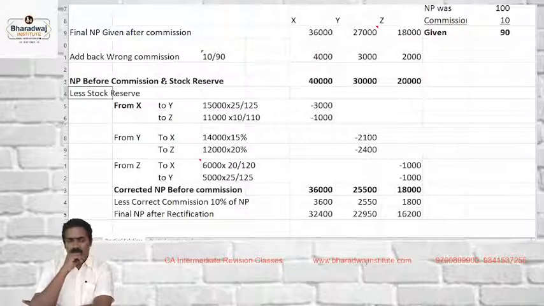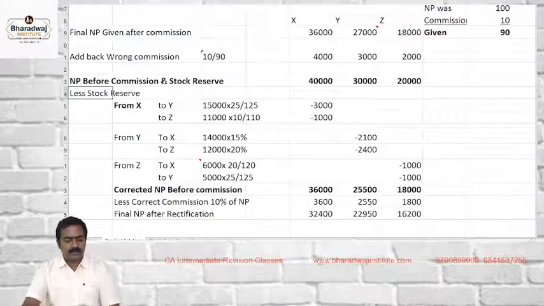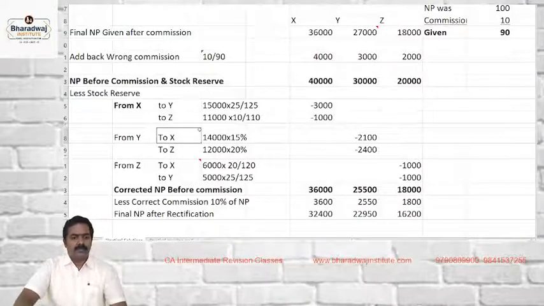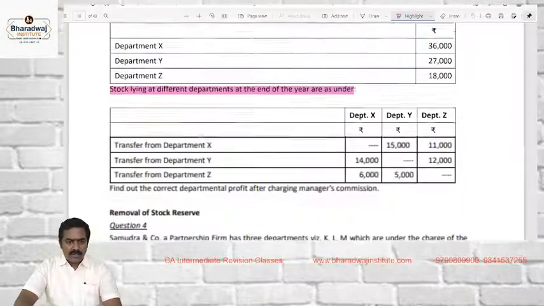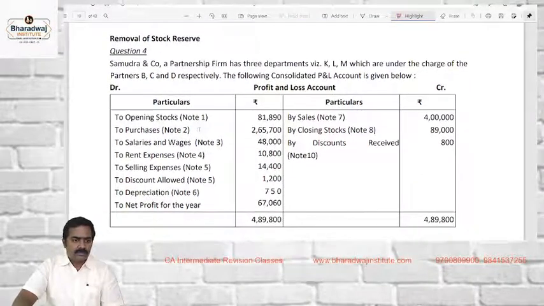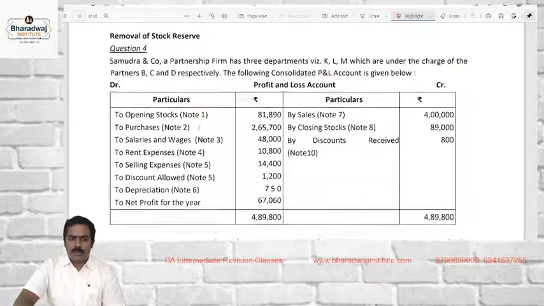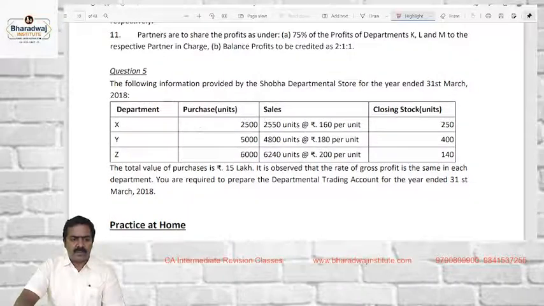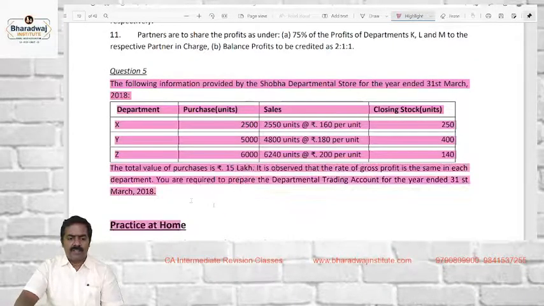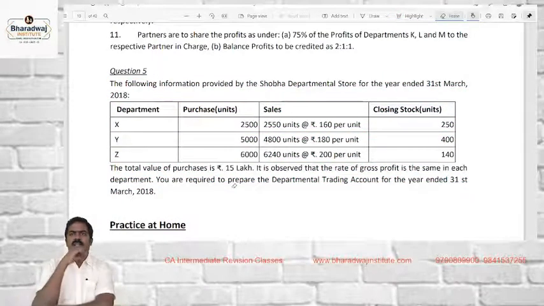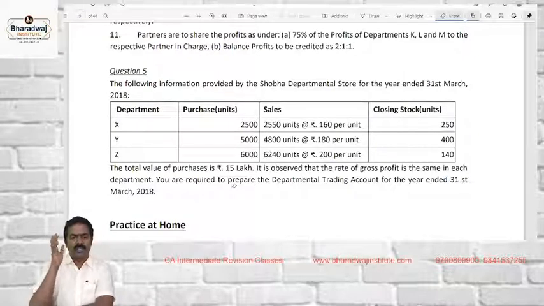Shall we? Question number 4, we will come to that later. We'll do question number 5, then we'll come to question number 4. Read question number 5. This is also a fantastic question that can be tested in the exam. It should not take more than 10 minutes for us to work out. Let us see.